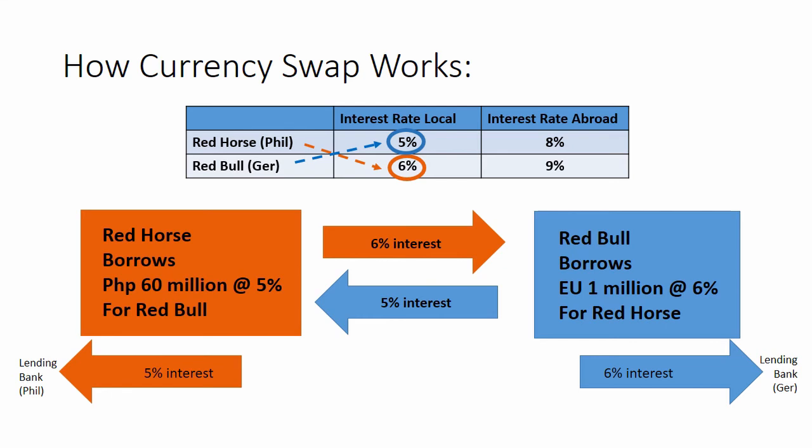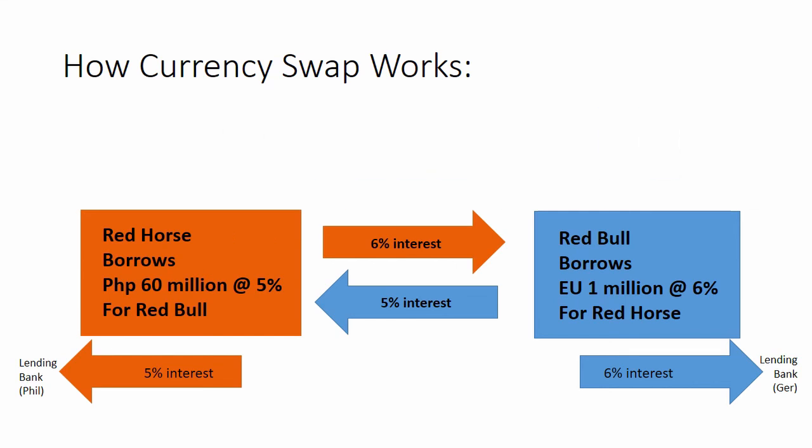More often than not, in reality, it is difficult to enter into swaps without the aid of an intermediary. Normally, a bank is involved, called the swap bank. The swap bank connects and facilitates the needs of both companies and profits by doing so. Usually, they profit by adding a fraction on the agreed interest payments. So, for example, they charge Red Horse 6.08% and charge Red Bull 5.10%.